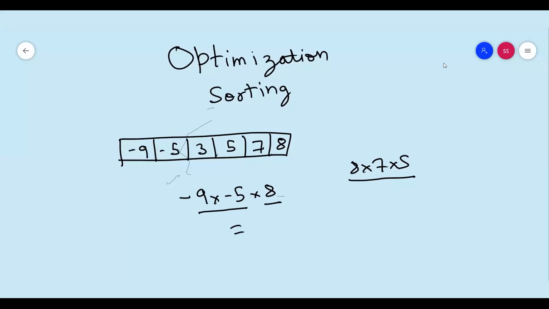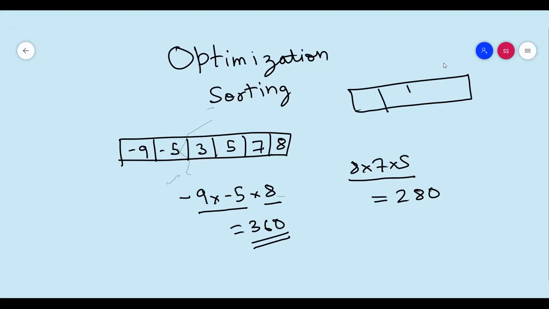For example, this will give 360 and this will give 280. Therefore, our final answer will be 360. But there is one more case that we are missing. That is if all numbers in the array are negative.